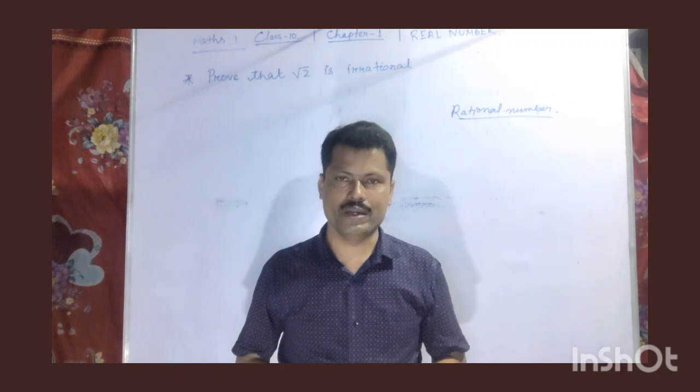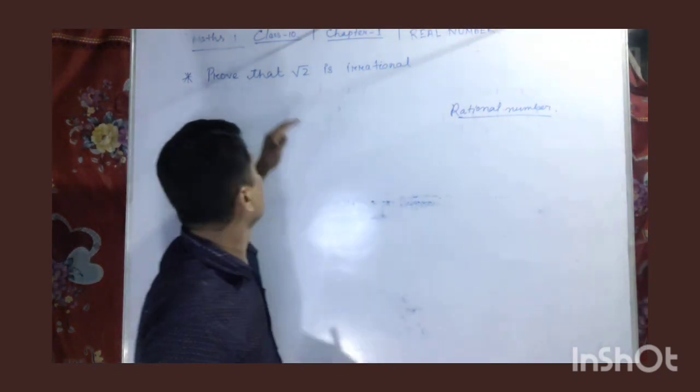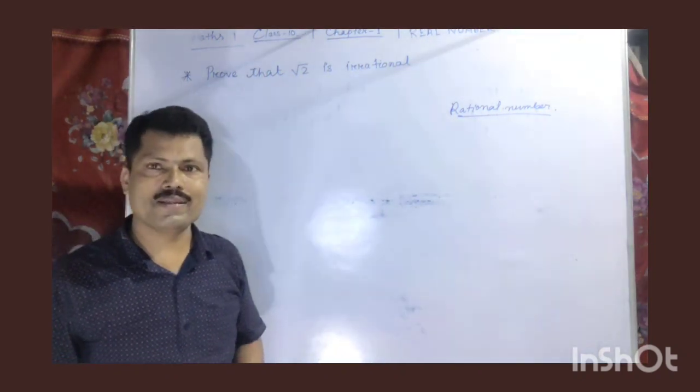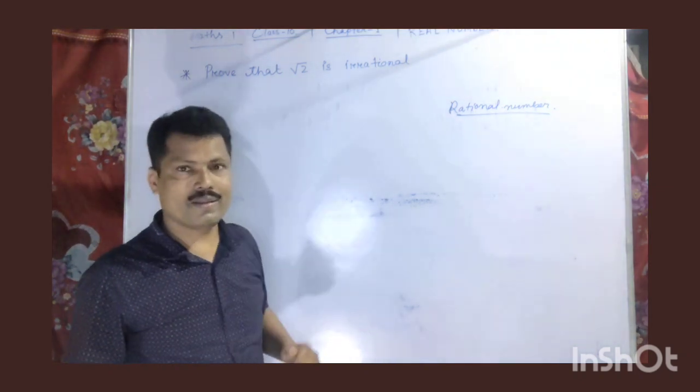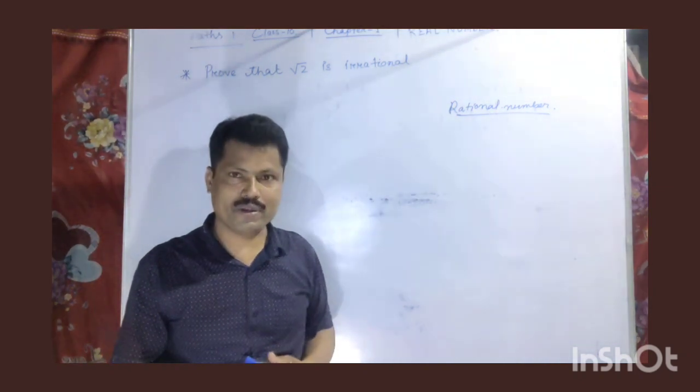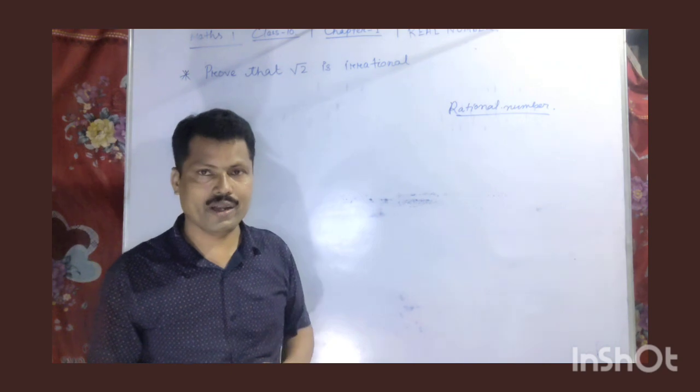Today we are going to prove that root 2 is irrational. So before proving this, we should know about rational numbers and irrational numbers.